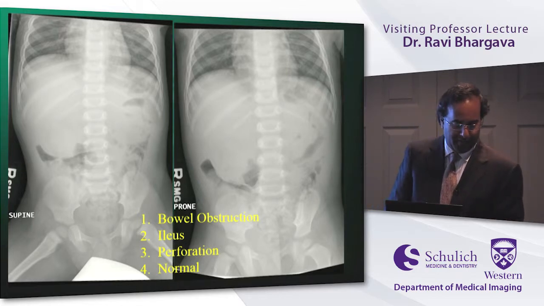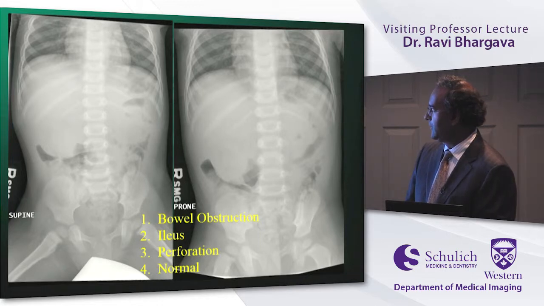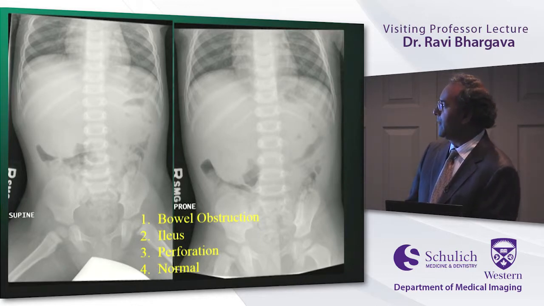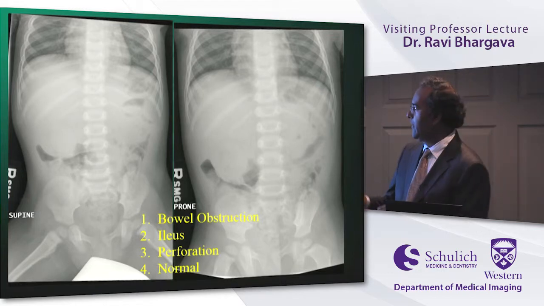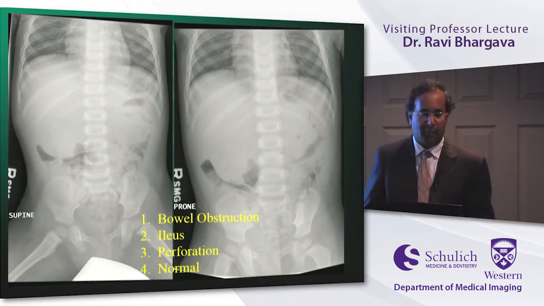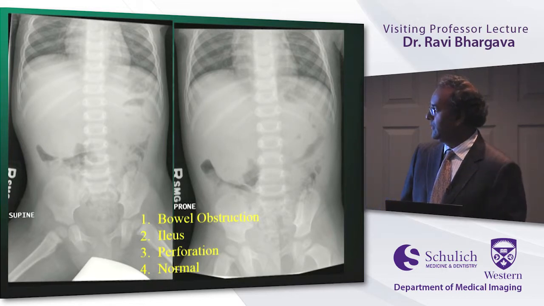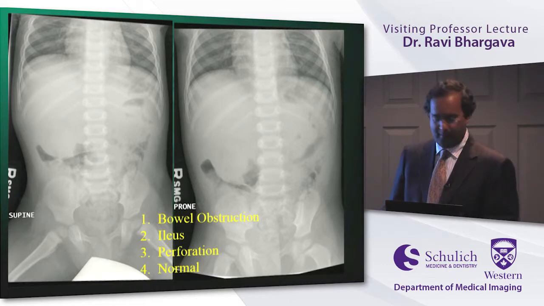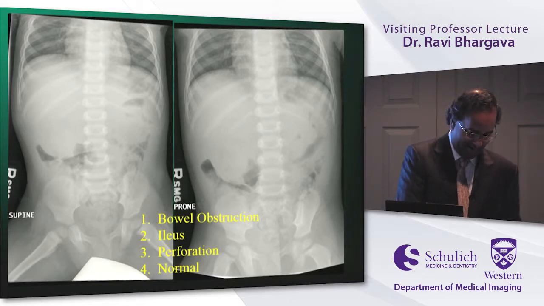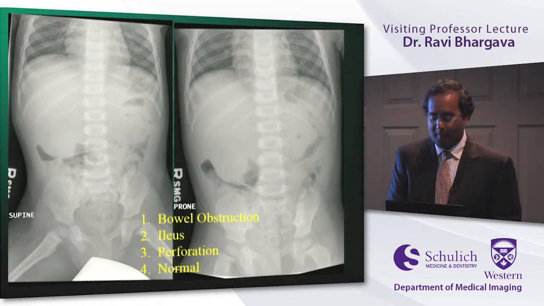So this is a 16-month-old boy with bilious vomiting. So we've got a supine radiograph on the left side of the screen and a prone radiograph on the right side of the screen. So vote now. What do you think? Okay, let's see how we did. Bowel obstruction is the most common response.